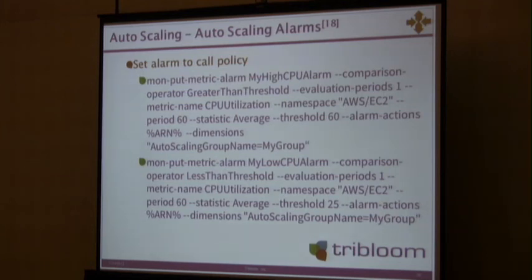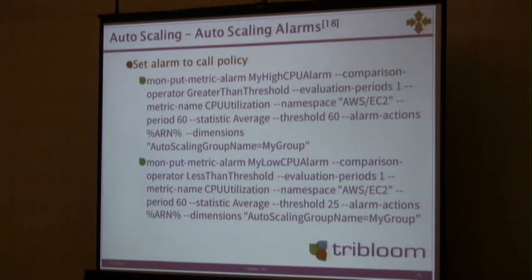In this case, I was a little bit confusing, and I used the threshold of 60% CPU to scale up, not to be confused with the period of 60 seconds. And then the alarm action is the ARN that we got from the previous step when we created the policy. And then the dimension is the auto-scaling group name, and it should just look like that, except whatever your group name might be. For the scale down policy, I used a threshold of 25% CPU.